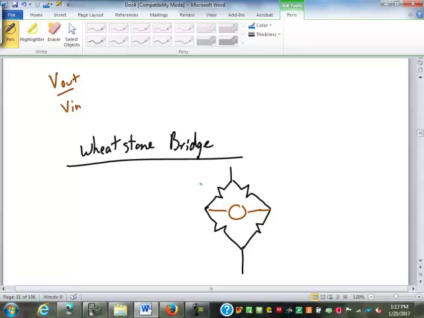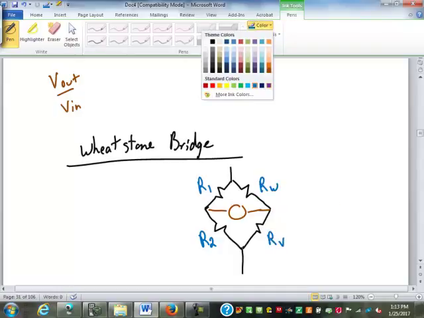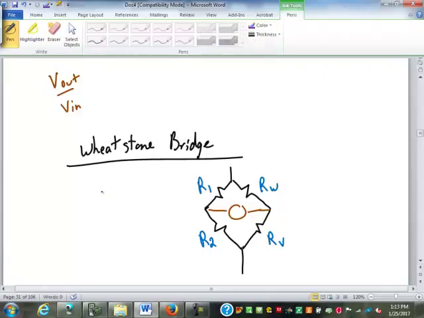So this is going to be the set side here. We'll call this R1 and R2. This over here is going to be RW and R variable. So the ratio here in the bridge is just going to be R1 to R2, our bridge ratio. For this to be a balanced bridge, balanced meaning there's zero current, 0 amps flowing through here, the ratio of RW to RV has to be the same as the ratio of R1 to R2. If that's the case, no current will flow either way.